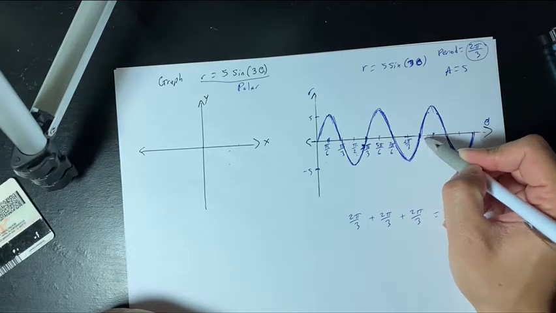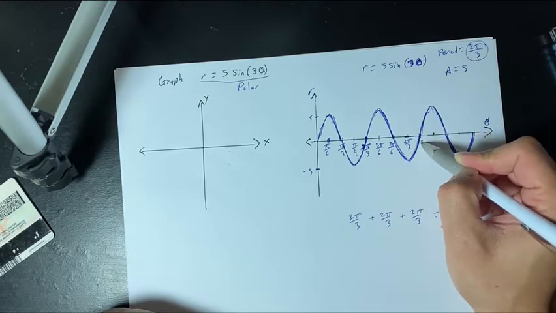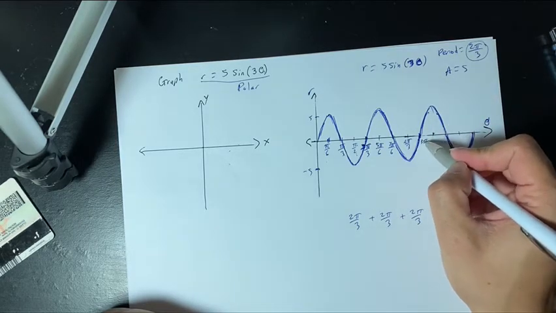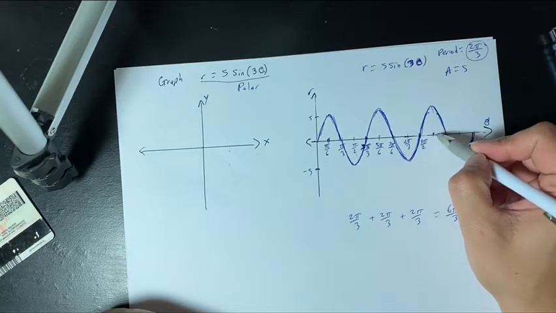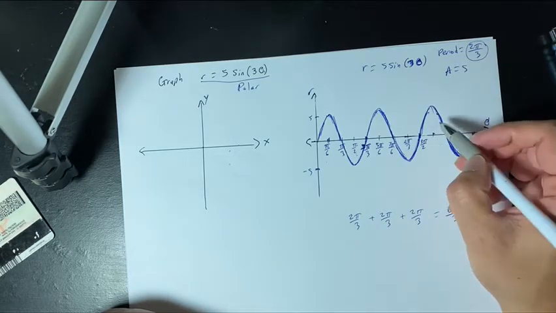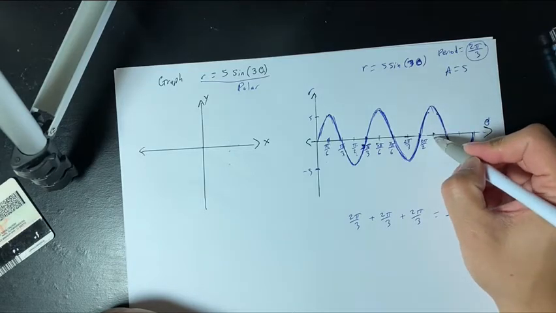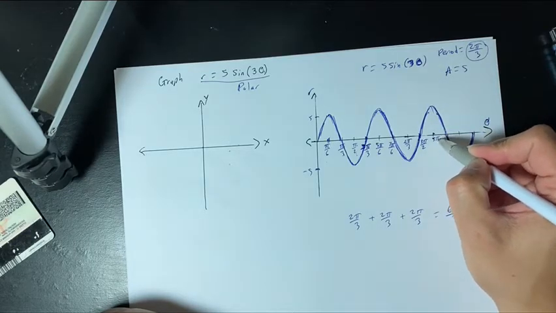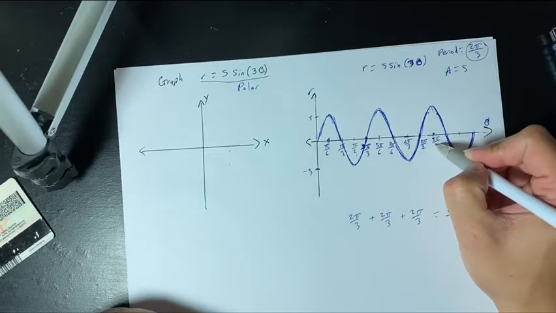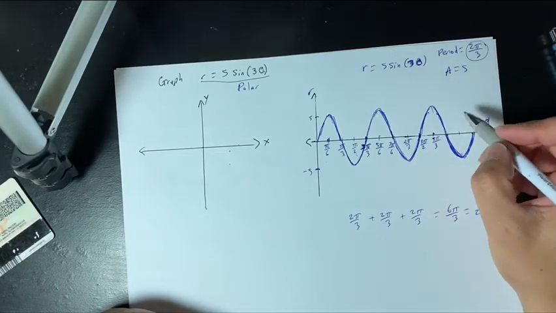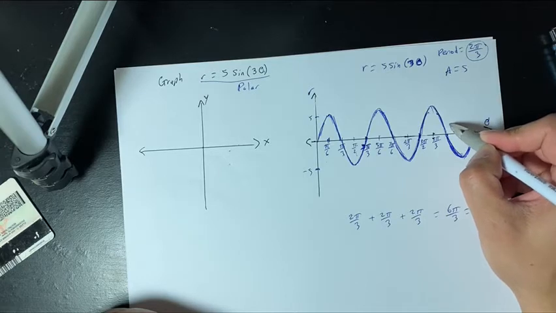9 pi over 6, which is 3 pi over 2. 10 pi over 6, which is 5 pi over 3. 11 pi over 6.